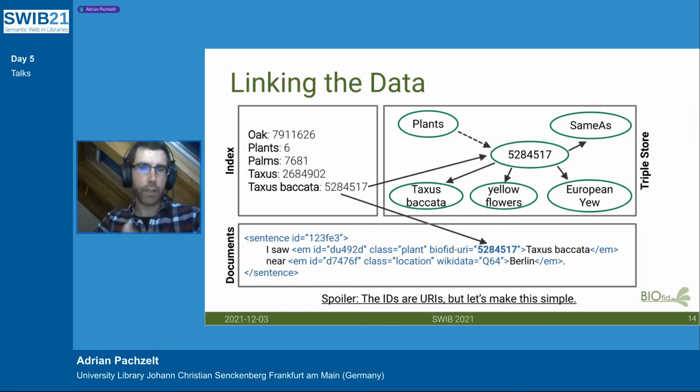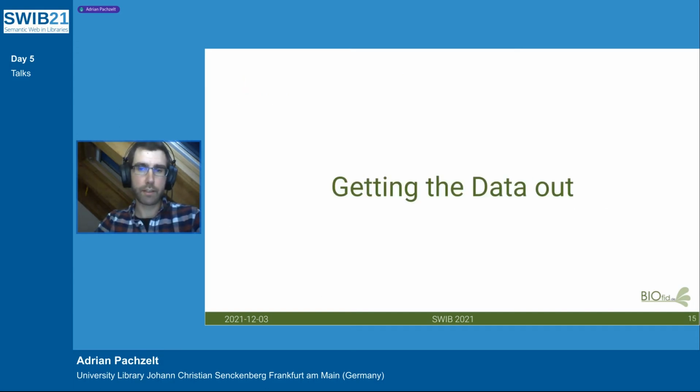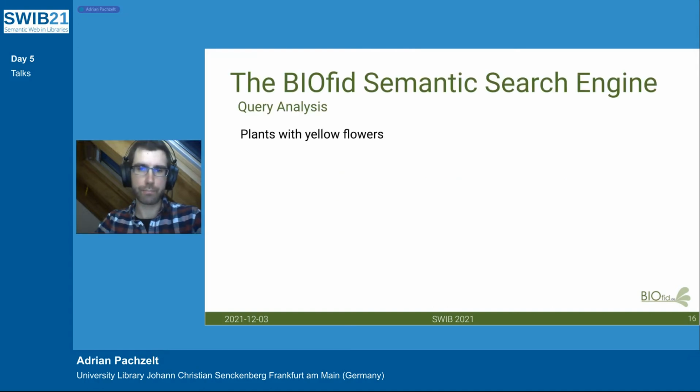Okay, now I showed you how the data is connected within the database. Now the question is, how do we get the data out? When the user is putting in their query, for example, in this case, plants with yellow flowers, I would expect Taxus baccata being among them, because we just saw Taxus baccata has yellow flowers and is a plant.